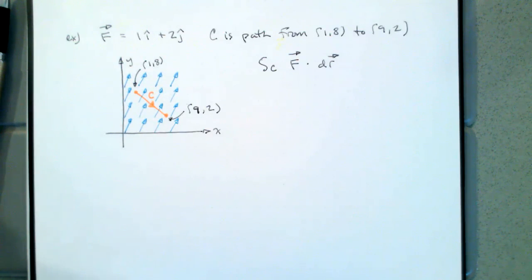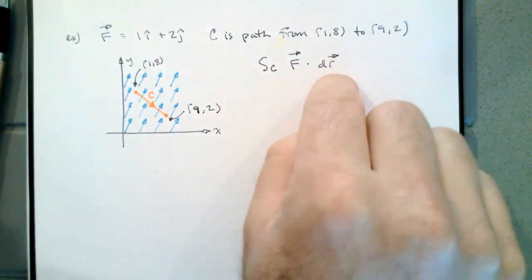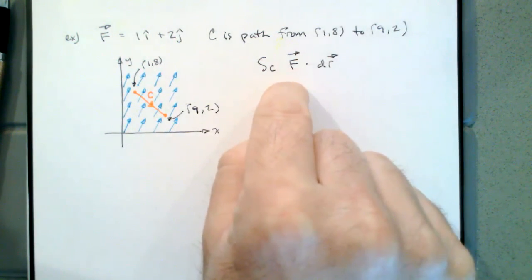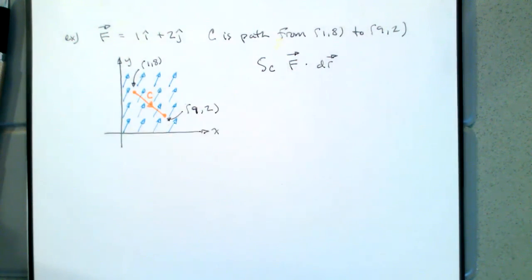But unfortunately, we're out of time for today. We're out of time for this week. That's going to do it for today. That's going to do it for this week. Think about how you're going to parameterize this curve. And then once you do, find the dot product and evaluate this line integral.